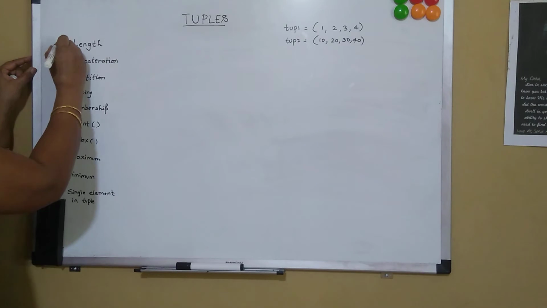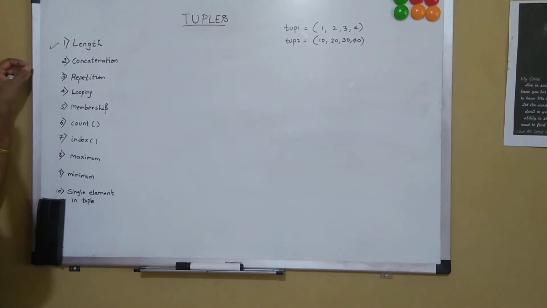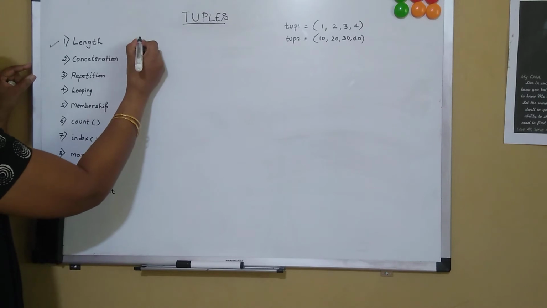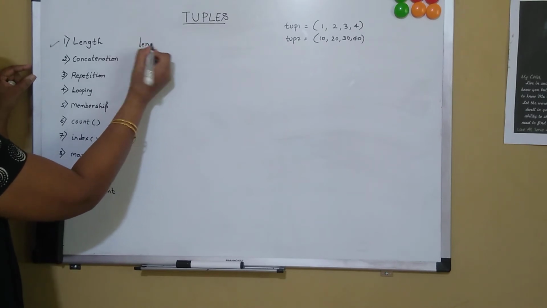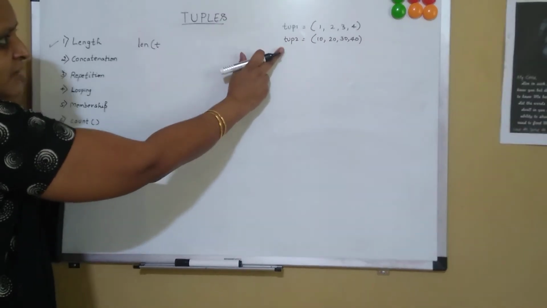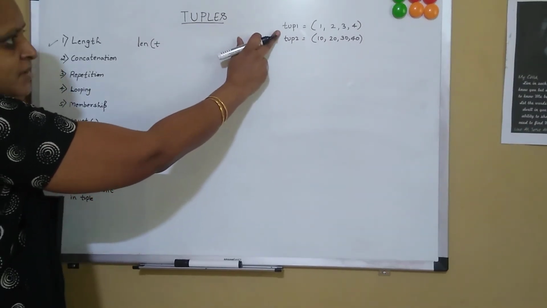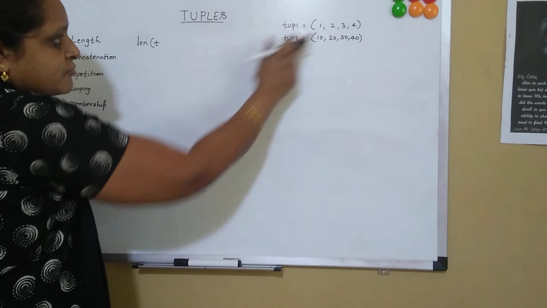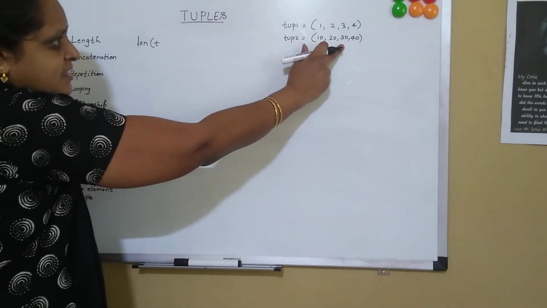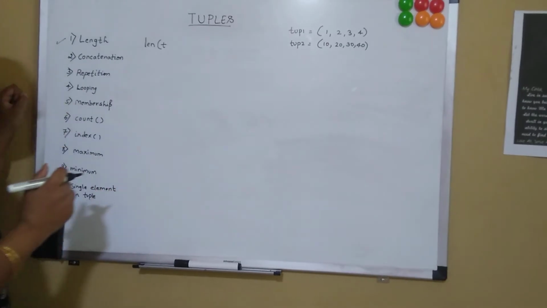So firstly, let's go into the length, how to find the length of the tuple. For this, we have to specify the keyword len, and then I'm having two tuples, tuple 1 and tuple 2. Tuple 1 is having 1, 2, 3 and 4 as their elements. Tuple 2 is having 10, 20, 30 and 40 as its elements.